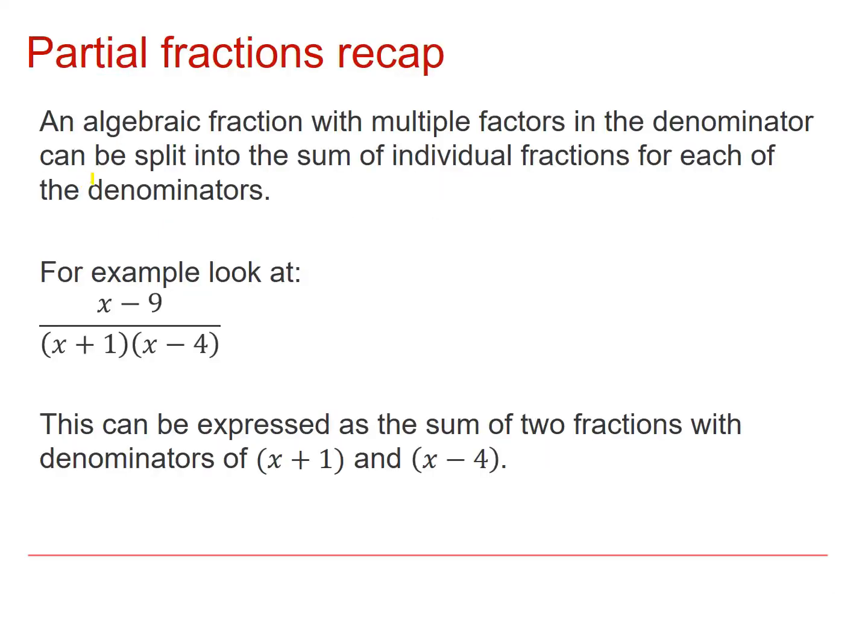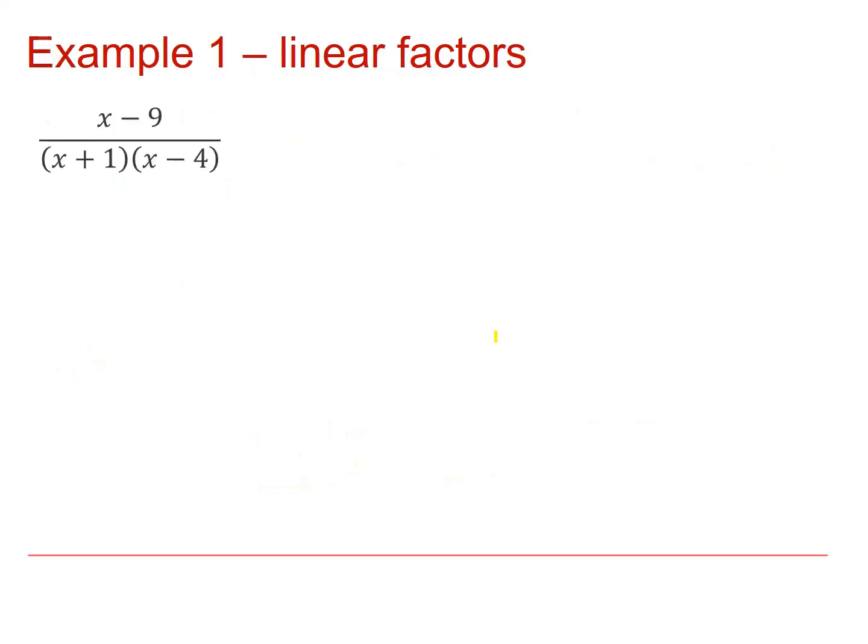So a quick recap. If we look at this algebraic fraction here, it's got two factors in the denominator, and we can split it into the sum of two individual fractions using each of those factors, x plus 1 and x minus 4. Let's think about this example.